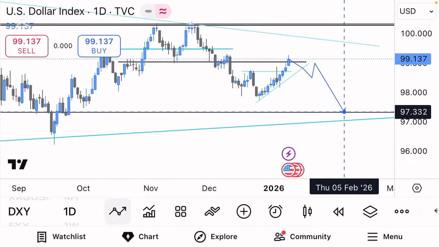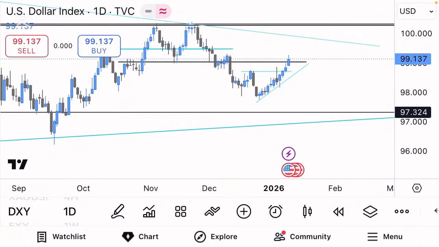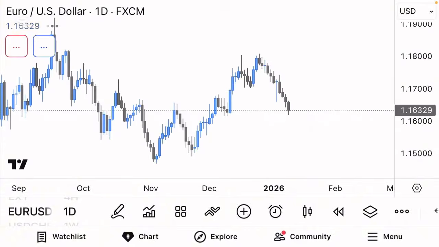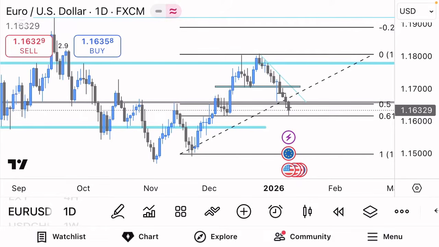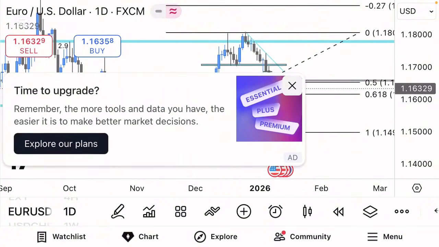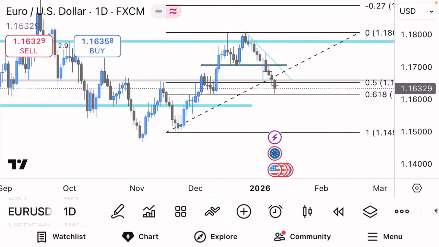So now that we understand what the DXY is doing, we know that we can go to the EURUSD and use that same knowledge to trade the EURUSD chart. So let's go to the EURUSD and see what exactly is happening. The EURUSD is just the DXY chart turned upside down. So exactly what we did on the DXY is what we're going to be doing on the EURUSD. I already put everything in place, so it's easy.